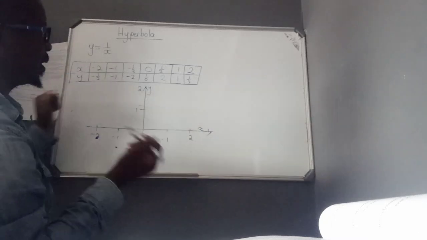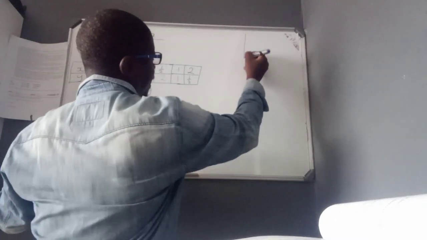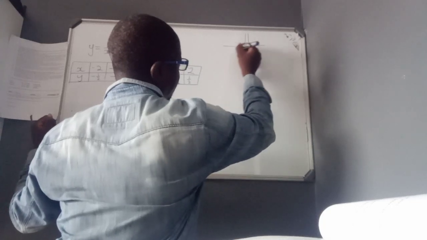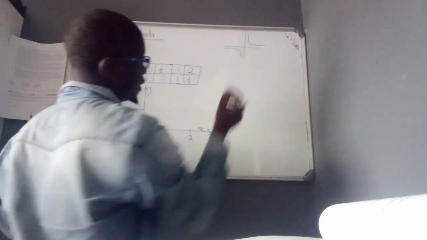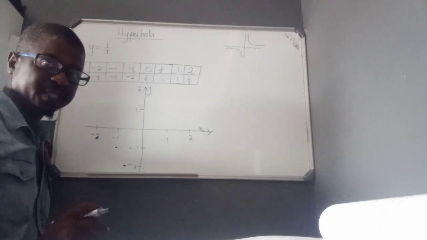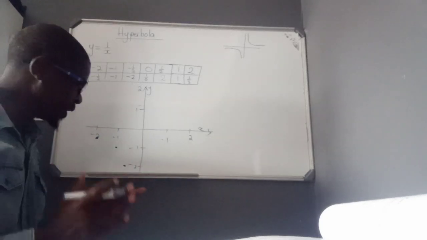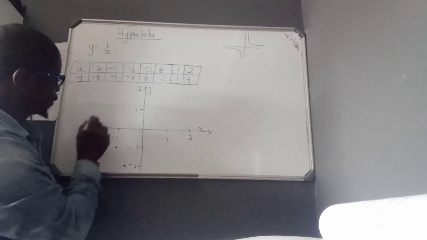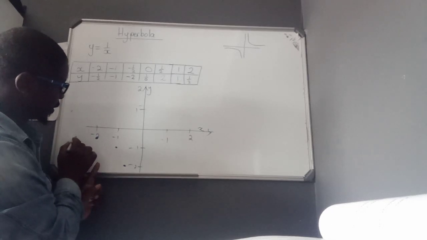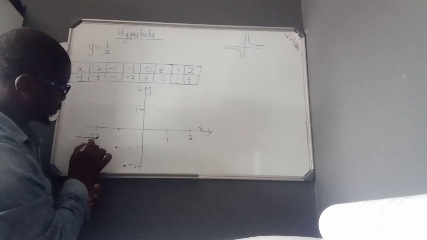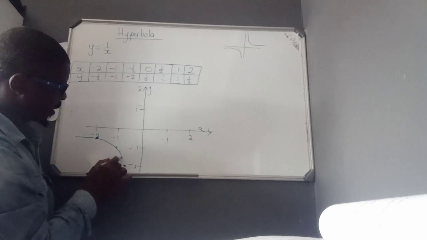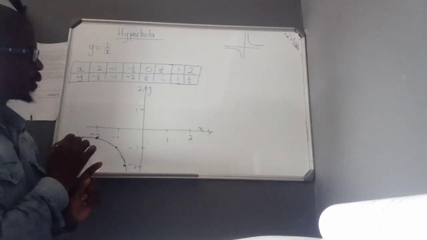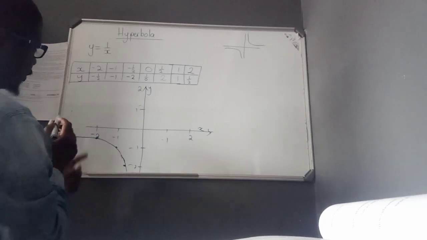Remember, when I introduced this topic, I was quick to tell you that the hyperbola graph is something like that. I deliberately did that as a means to guide you. Now that we've plotted these points, I'm going to draw a line connecting them, thereby sketching my graph like that. Let's move here and do the same.